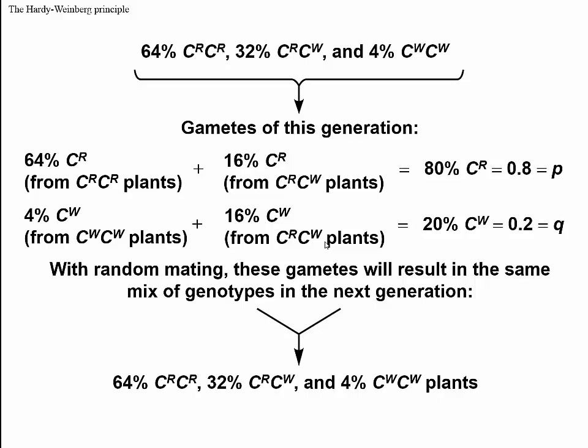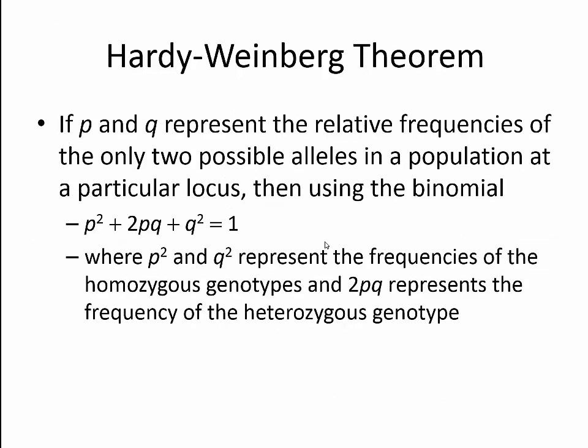The gametes of this generation, with random mating, will result in the same mix of genotypes in the next generation, so it doesn't matter. This population is therefore in Hardy-Weinberg equilibrium. If P and Q represent the relative frequencies of the only two possible alleles in a population at a particular locus, then using the binomial P squared plus 2PQ plus Q squared equals 1, where P squared and Q squared represent the frequencies of the homozygous genotypes, and 2PQ represents the frequency of the heterozygous genotype.